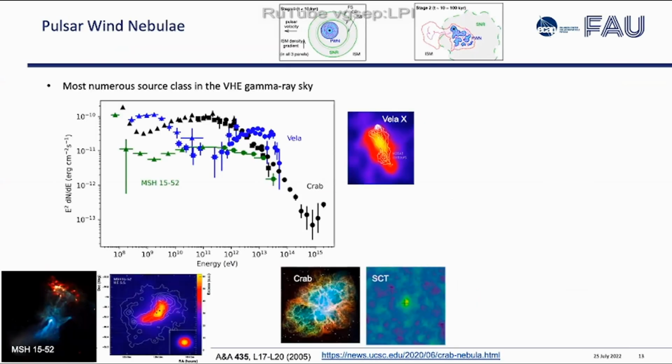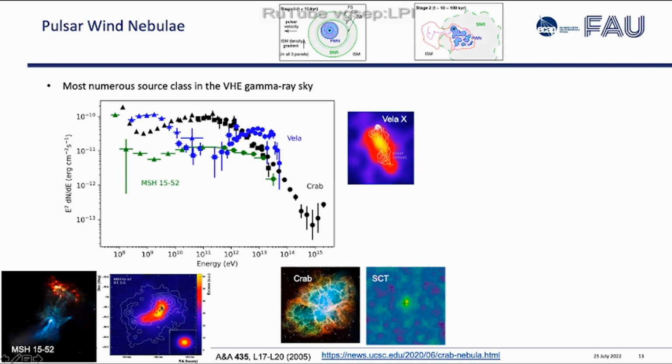So pulsar wind nebulae, these are the most numerous source class. Okay, this is maybe a bit inaccurate, saying in the very high energy gamma ray sky in the galaxy. I think we're probably outnumbered by blazars in the extragalactic sky. But just to compare a few different SEDs of famous or well-known pulsar wind nebulae, we have the Crab extending to 10^15 electron volts. We have MSH 15-52, which has a shape very similar to that of the Crab in its SED, just reduced by a factor in flux.